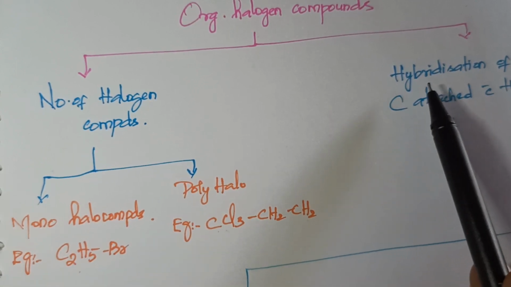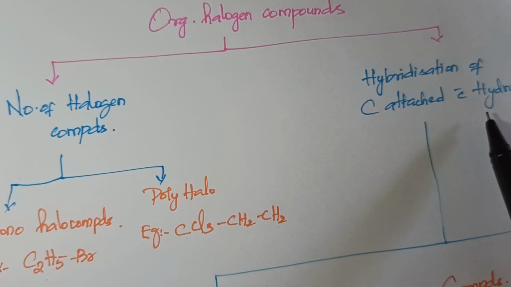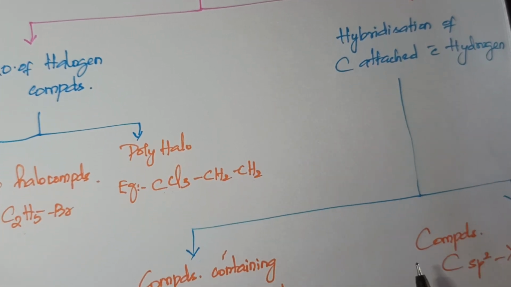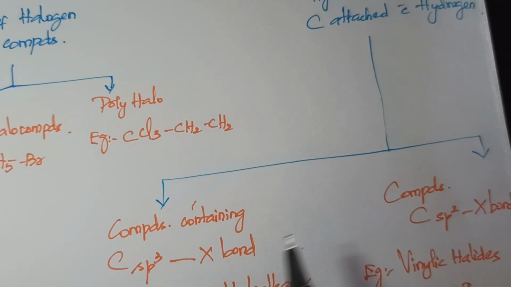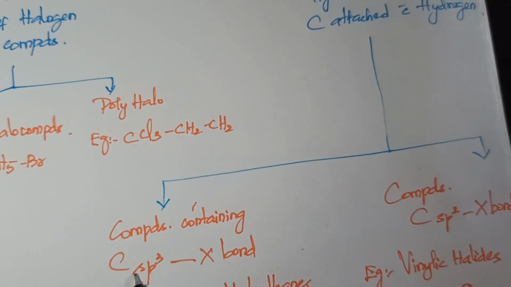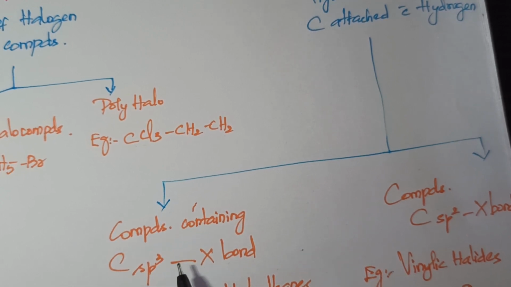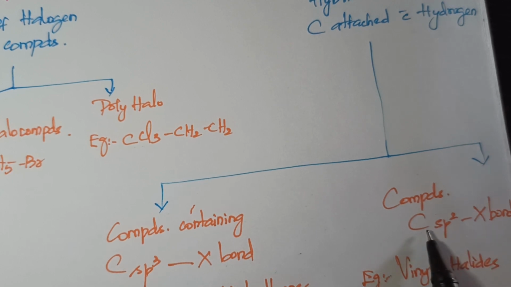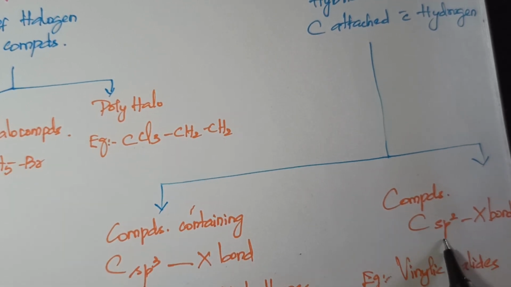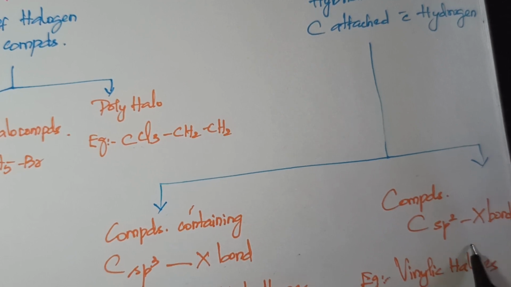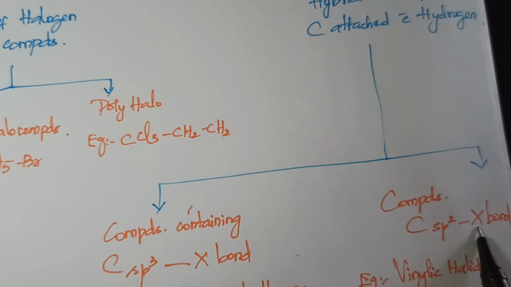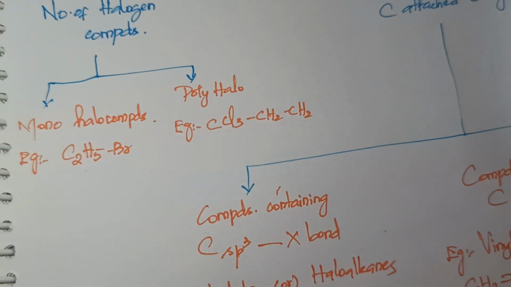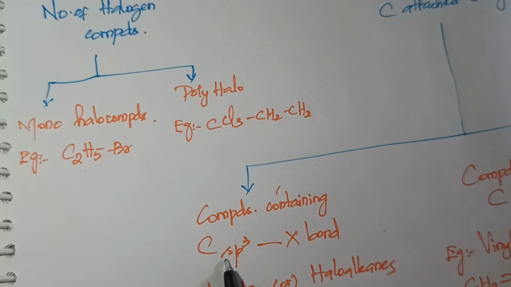So what is the classification based on hybridization of carbon attached with halogen? It is further classified into two types. Compounds containing sp3 carbon, that is carbon with a single bond to halogen. This is a classification based on the bond. And next is compounds containing sp2 carbon with a halogen bond, like a carbon with a double bond bearing the halogen. So first, compounds classified based on sp3 hybridization.